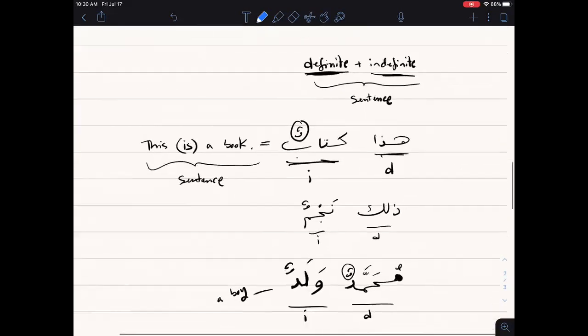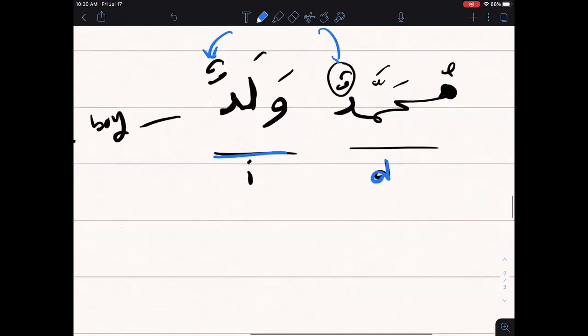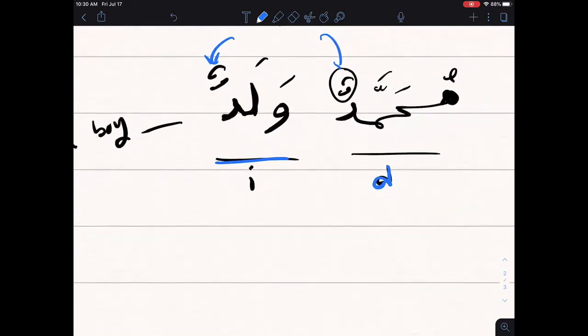So this part is clear, so don't get confused about this tanween, because these are side by side. Muhammad is a proper noun, and walad is a common noun, a boy, which is indefinite. So how would you translate this one? Muhammadun waladun. Let's see. How would you translate this?